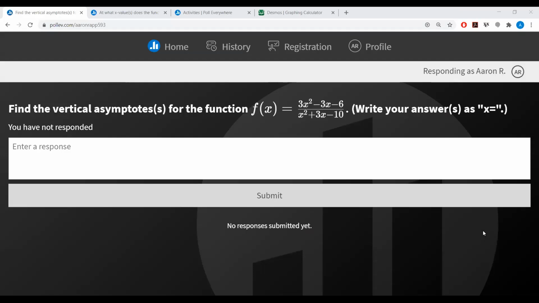All right, so next question. Again, this time, new function, I just want you to identify the vertical asymptotes. So I want you to identify the vertical asymptotes for the function. Let me share it to Zoom. So it's this one right here. We have 3x squared minus 3x minus 6 all over x squared plus 3x minus 10. In this case, I want just the vertical asymptote or asymptotes, if there's more than one, for this.